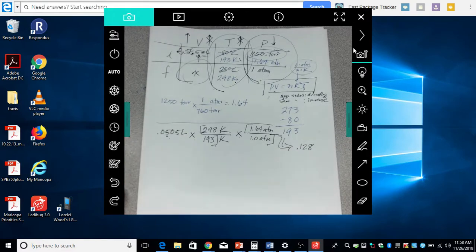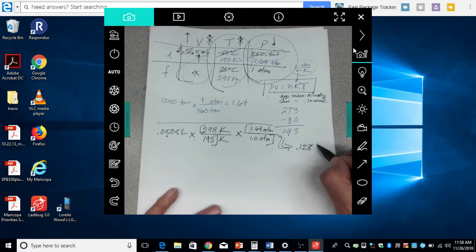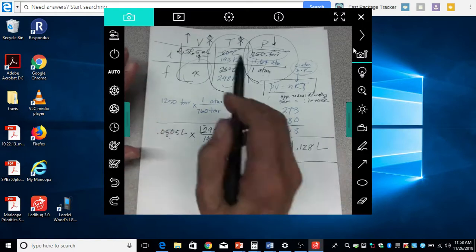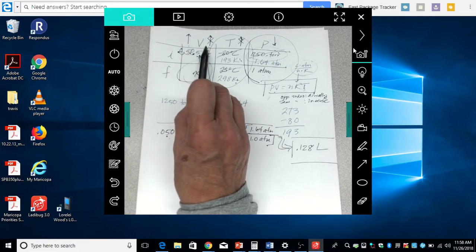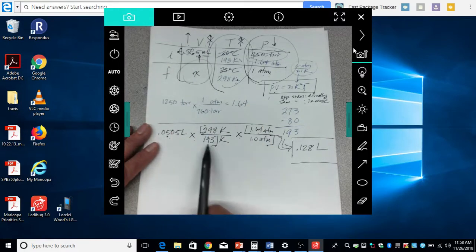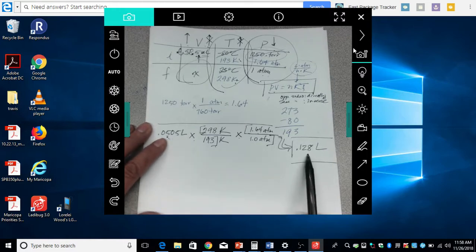And what would my units be here? Liters. And that seems reasonable, right? Because we decided that volume was being affected by increasing it for both variables in this case. And so this number should have got proportionally larger.